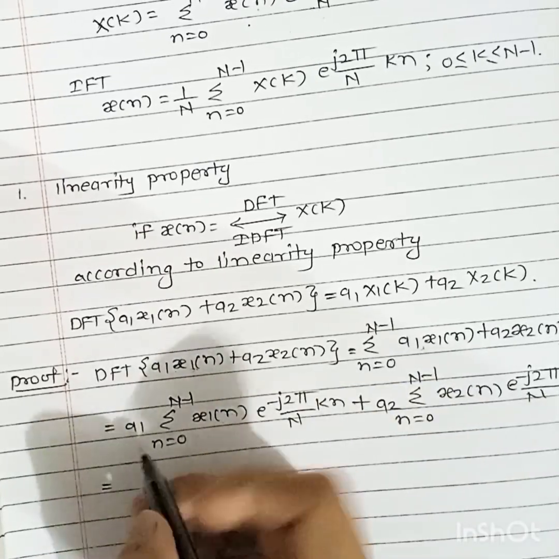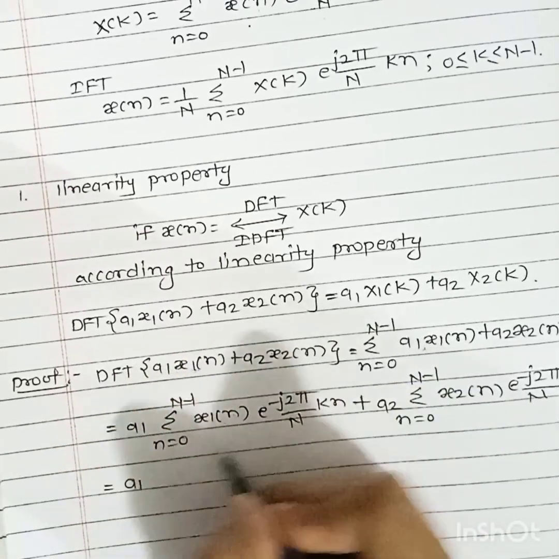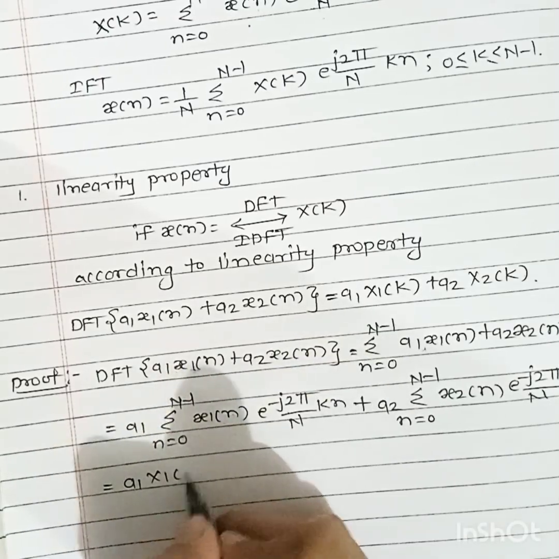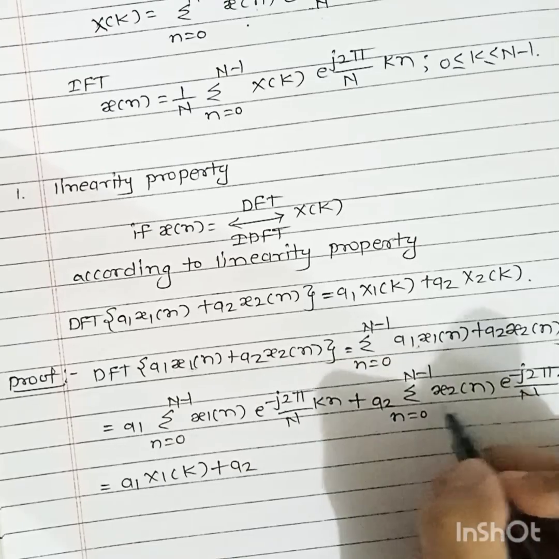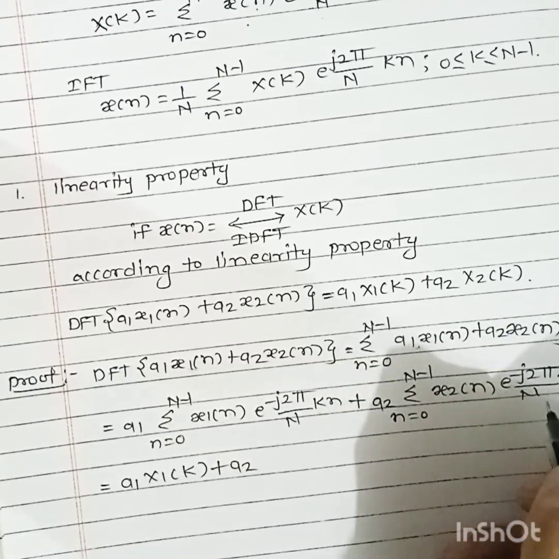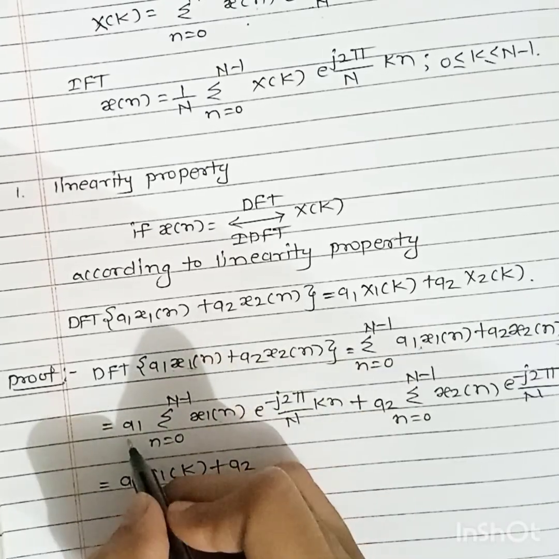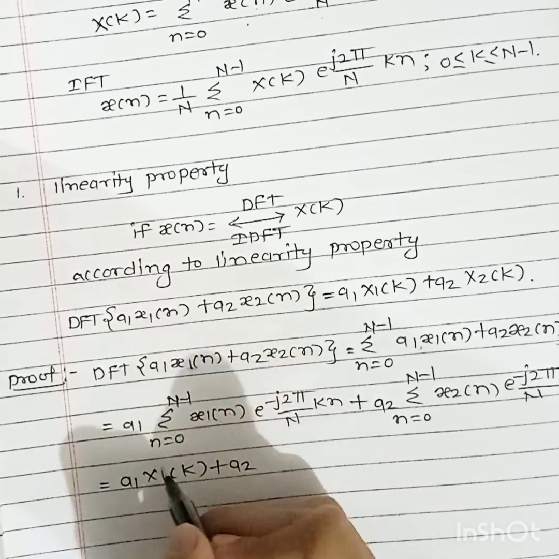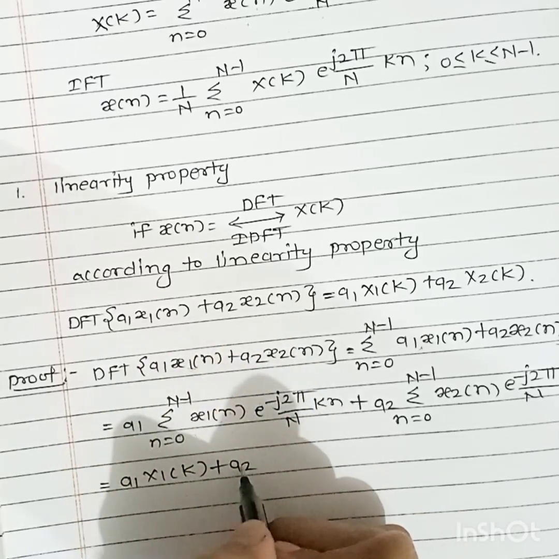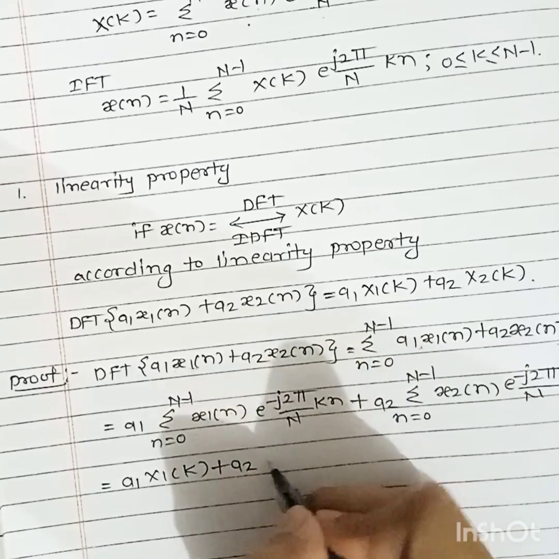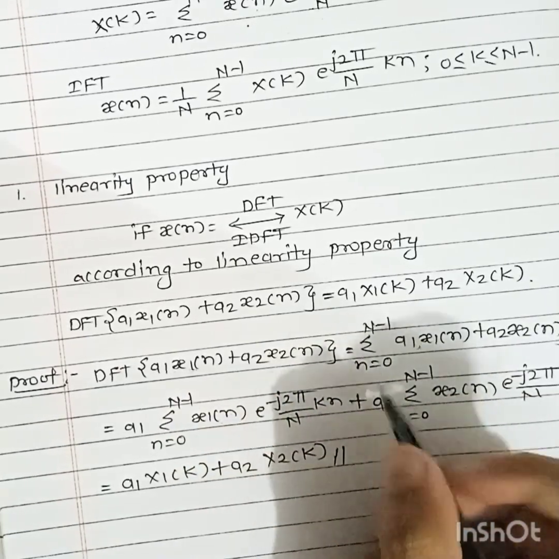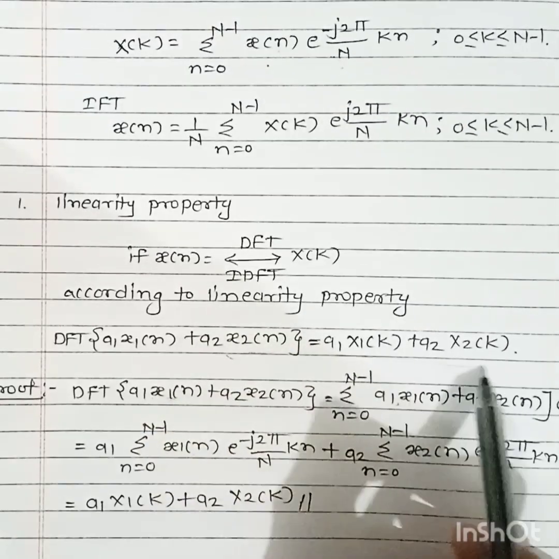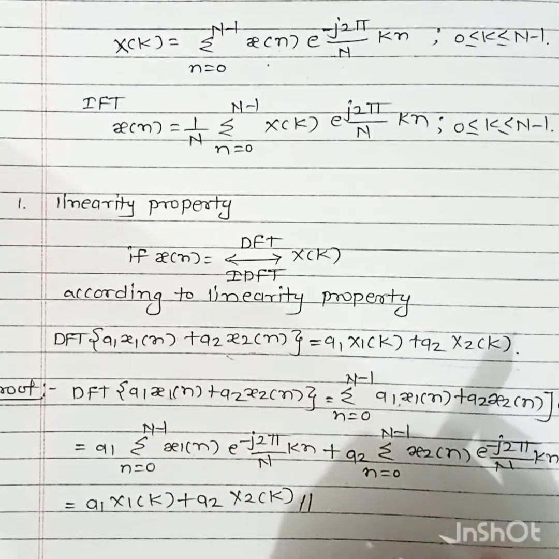So in the last step, I will write a1 as it is and this whole thing is known as X1 of k, plus a2 as it is, and this whole term is known as X2 of k. Therefore, our property is proved. Thank you.